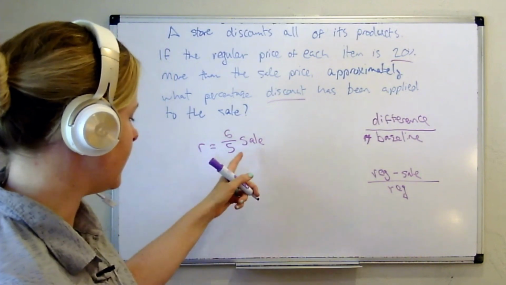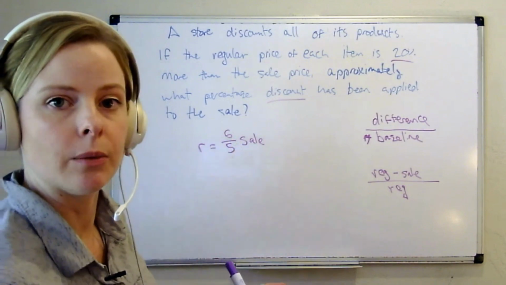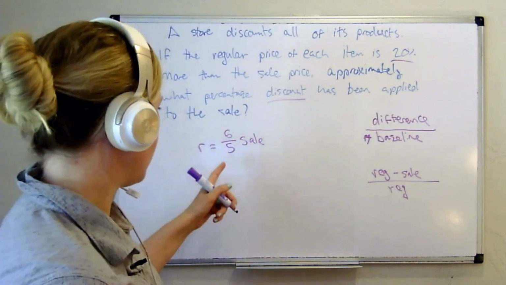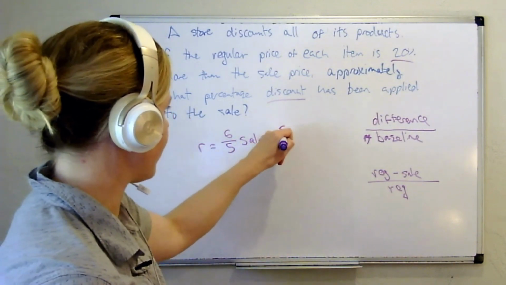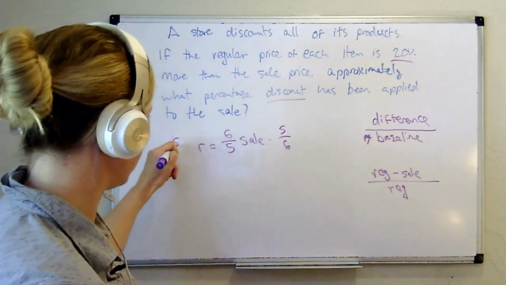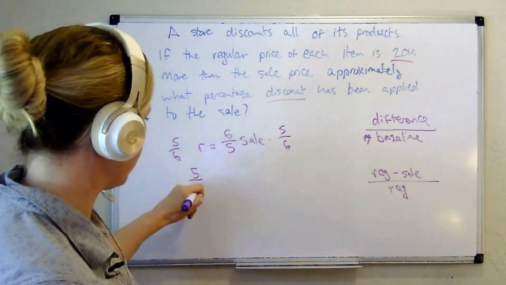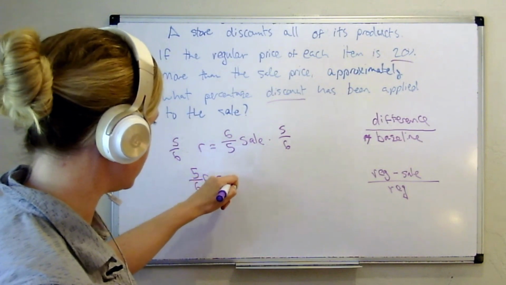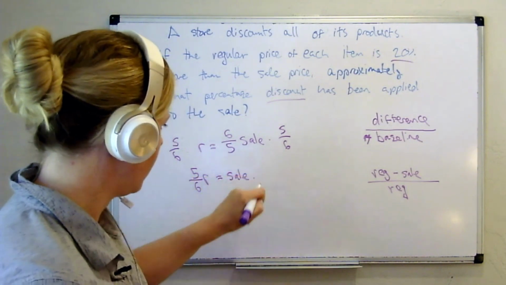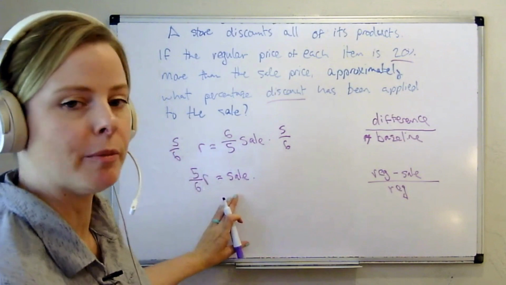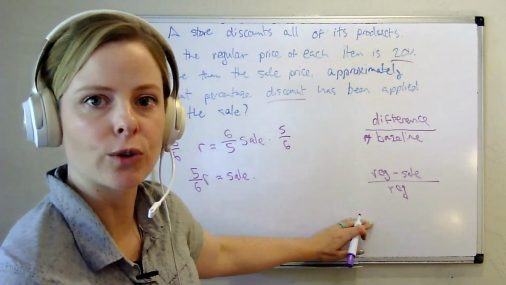So what I want to do is shift this around so I can really see what happened to my regular price. I'm going to multiply this side by 5/6, and of course, if I do that over here, I have to do it over here. I end up with 5/6 times my regular price is equal to my sale price. You can actually solve the problem from here without even bothering with your percent change formula.